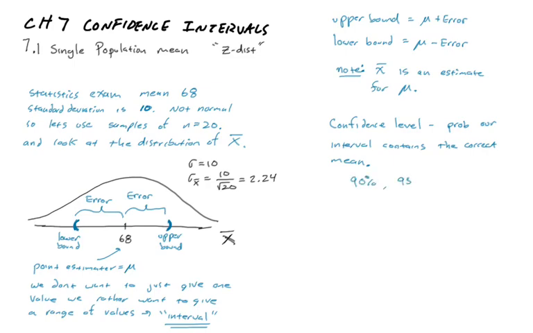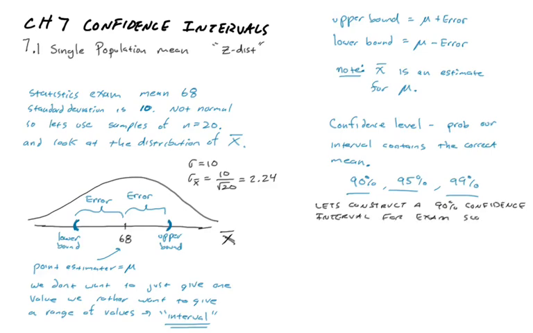And we usually use a 90% confidence level, 95, or 99. We could use others, but these are the most common ones. And so let's construct a 90% confidence interval for the exam scores that we just talked about. What that means is that I'm looking at the middle 90 percent there. Whenever we say confidence interval, we don't have to actually say that we're looking at the middle.